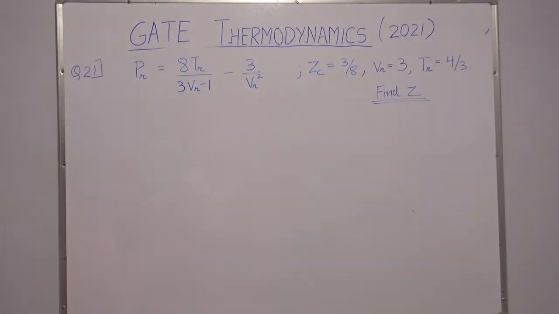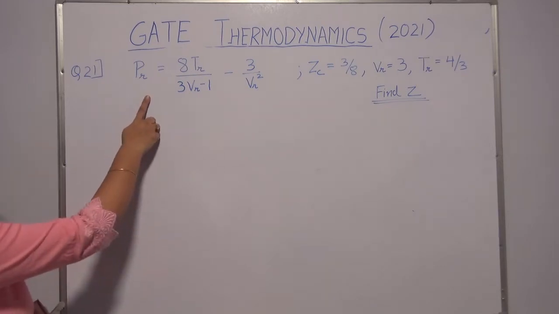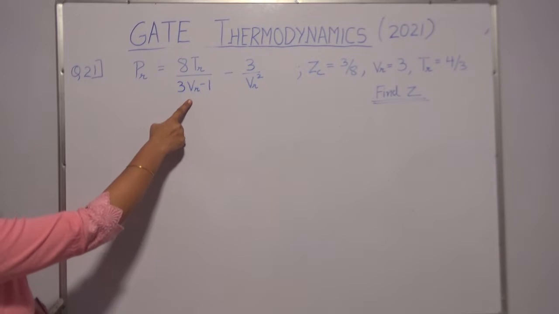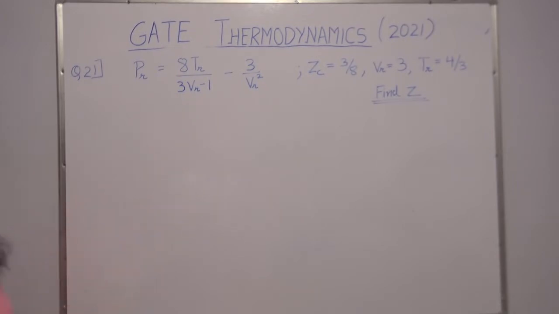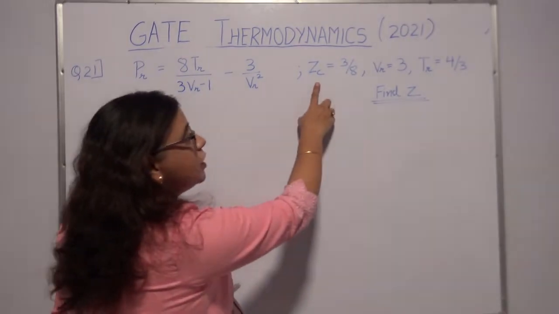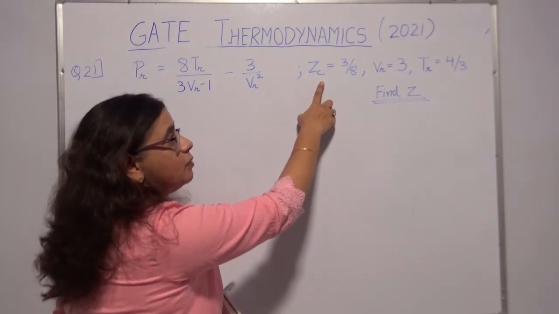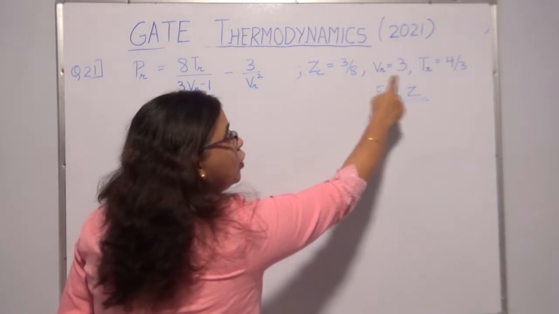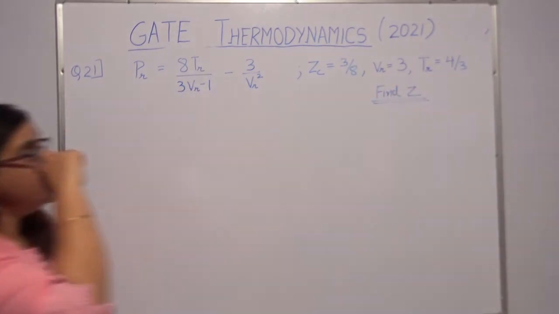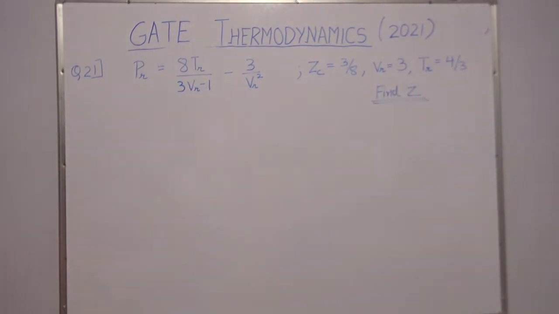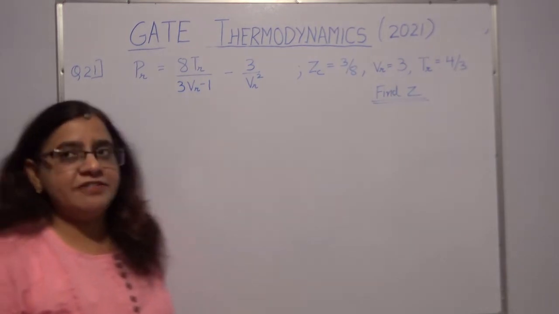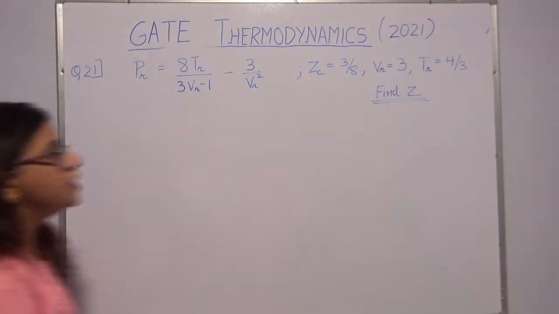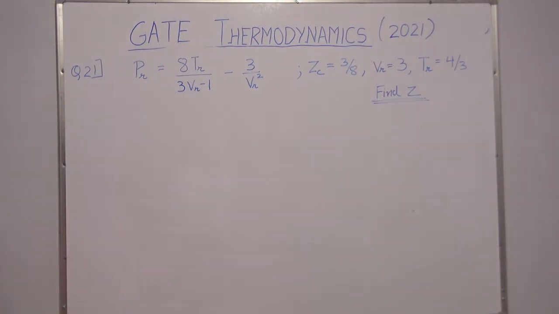In this case, the van der Waals equation was given in terms of reduced pressure, reduced temperature and reduced molar volume, and they have given you the value of compressibility factor at the critical point, which is equal to 3 by 8. Reduced molar volume and reduced temperature are also given, and they have asked you to find the value of the compressibility factor. So this was the question. Let's quickly first brush up our concepts to solve this problem.